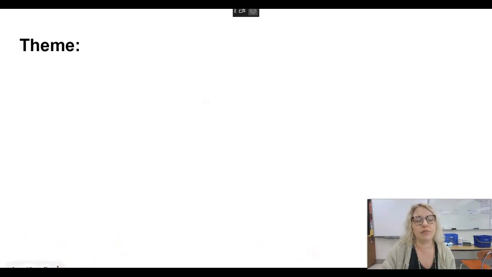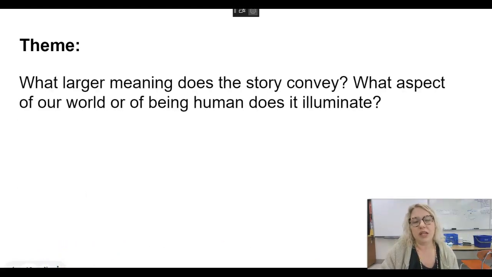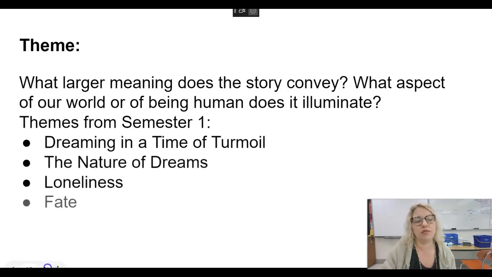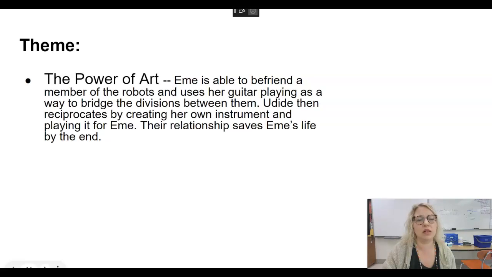The last thing is theme. What larger meaning does the story convey? What aspect of our world or of being human does it illuminate? That's what theme is all about. Some themes we traced in semester 1 include dreaming in a time of turmoil, the nature of dreams, loneliness, fate, powerlessness. In the short story Spider the Artist, I think we see these themes and many more. The power of art. And when you write about your theme, I want you to explain what the short story seems to be saying about that theme and how.